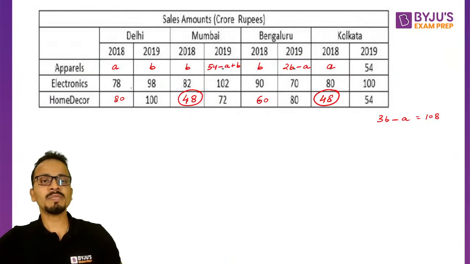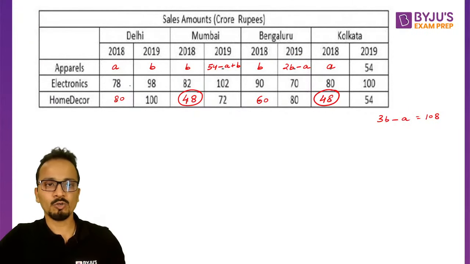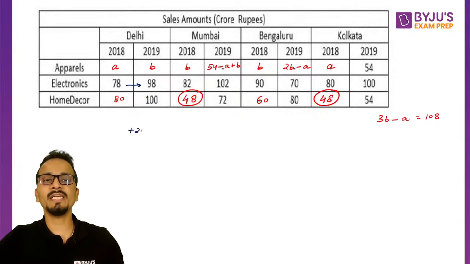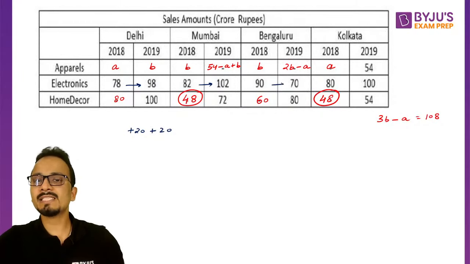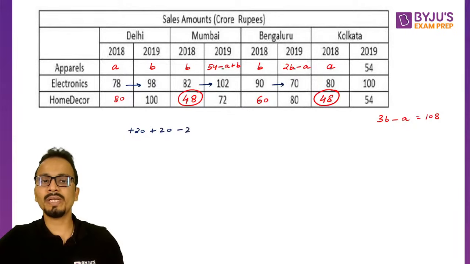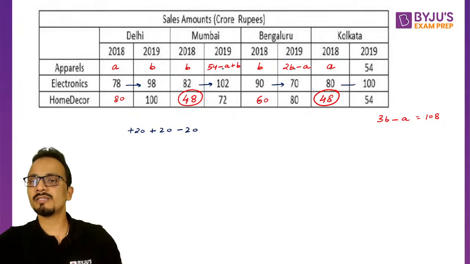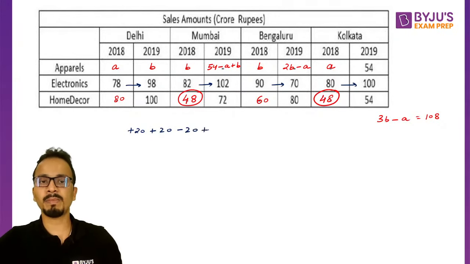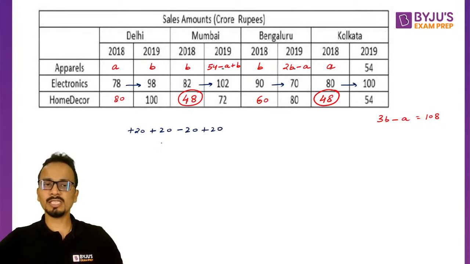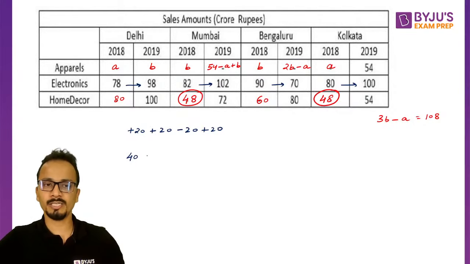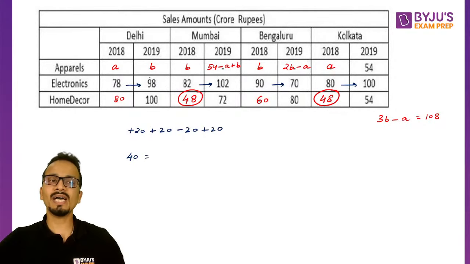So electronics में check करते हैं कि increase कितने का हुआ है. 78 to 98, that is plus 20. 82 to 102, plus 20. 90 से 70, which is minus 20, and 80 to 100, that is plus 20. Now this total increase is how much? This is equal to 40, and this is equal to the increase which has happened for apparels.